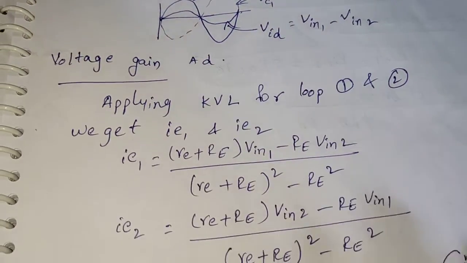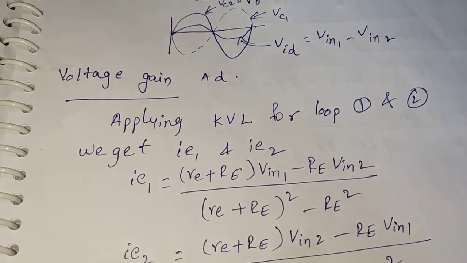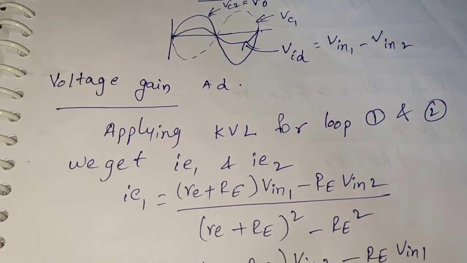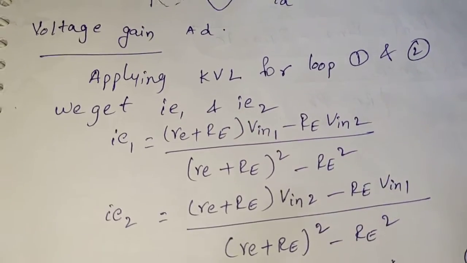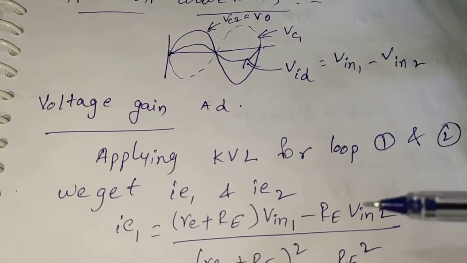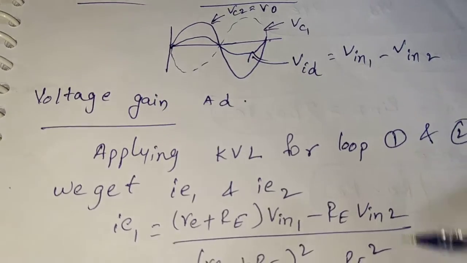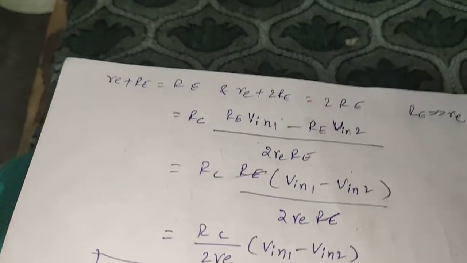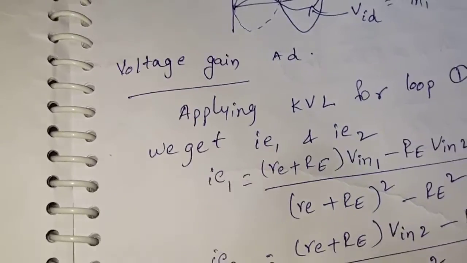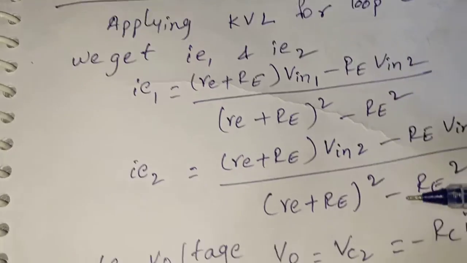Same IE1, IE2 values. What values do we get by applying KVL in the dual input balanced output differential amplifier? The same equations we get here also. So that's why I am not deriving here. You derive the equation here. See how the equation becomes. See here, IE1 and IE2.